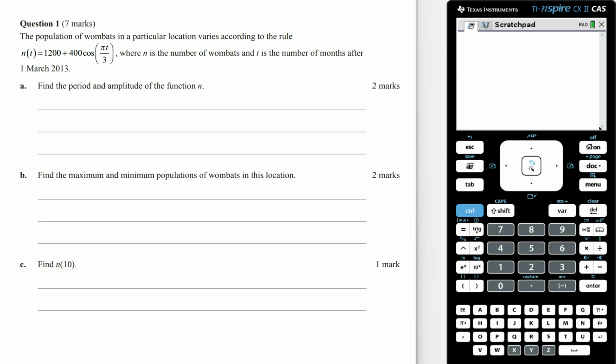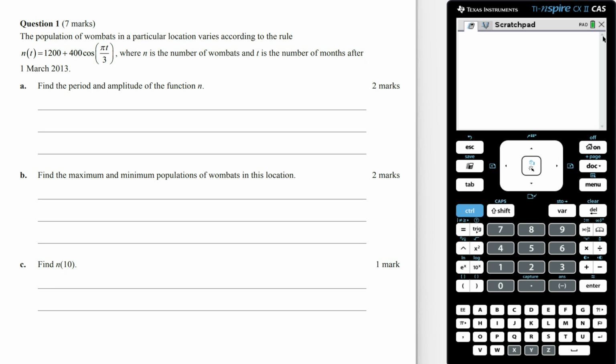Hey guys, in this video I'm going to show you how to answer the Maths Method Sample Exam 2 External Response Question number 1. Reading the question, we've got the population of wombats in a particular location varies according to the rule n of t, where n is the number of wombats and t is the number of months after 1st of March 2013. Part A. Find the period and the amplitude of the function n.